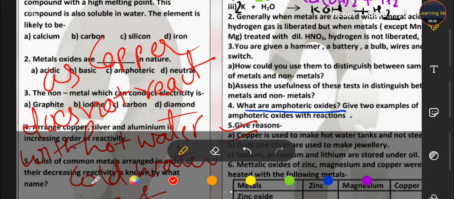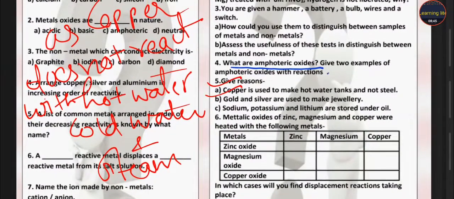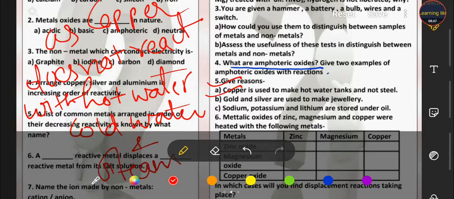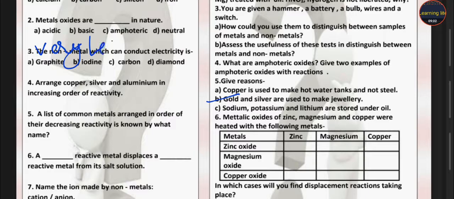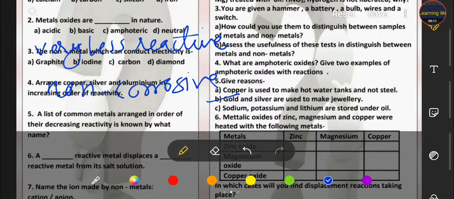So what is the answer, student? As copper doesn't react with hot water, cold water and steam, it is used in making hot water tanks. Okay. Next question: why are gold and silver used to make jewelry? Because they are both very less reactive and non-corrosive. So due to these two properties, student, gold is used in jewelry.